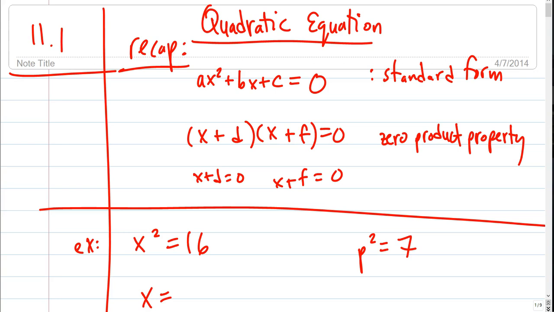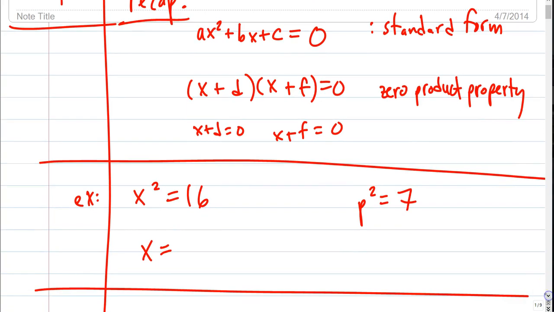That will always be our easiest approach, but some don't factor. For instance, here's an easy one, x squared equals 16. This one could be factored, but I can also just solve it using inverse operations. And here's how I know. X is being squared. If I look at order of operations, squaring is an exponent, and the inverse of an exponent is a root. So a second exponent can be undone with a second root.